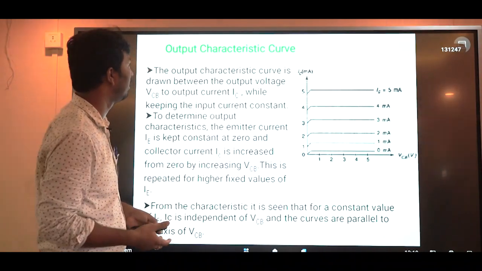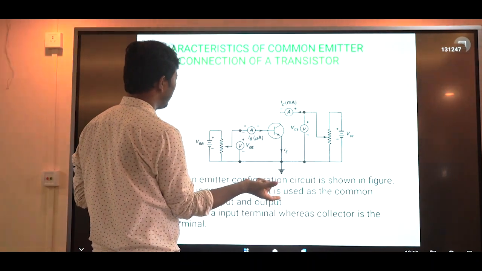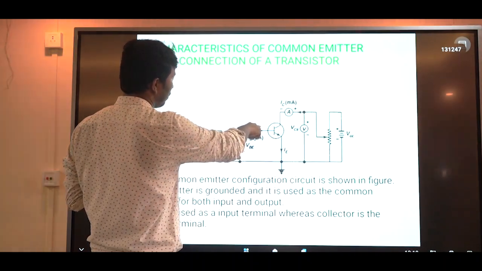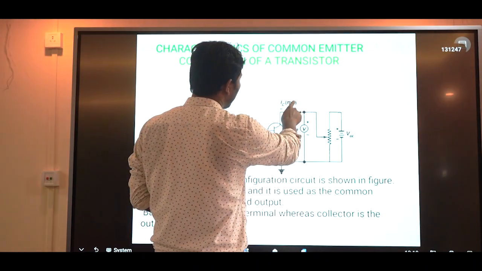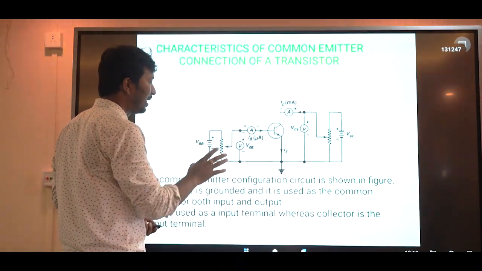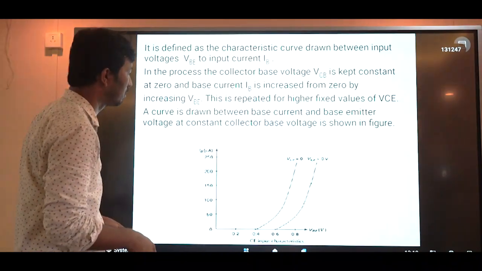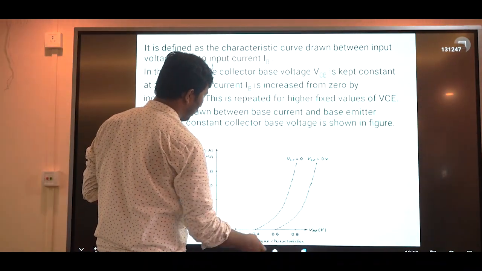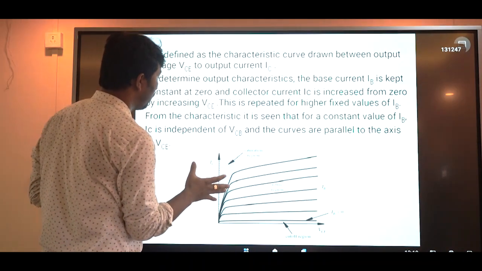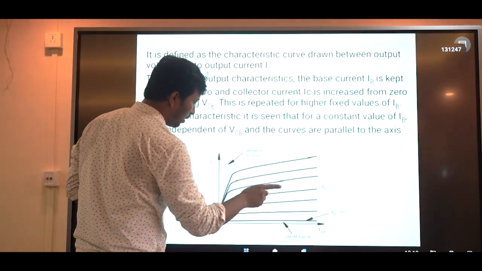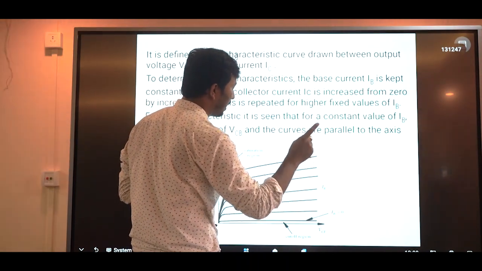Similarly, we can draw the characteristic curves for common emitter configuration also. The input characteristic curve will be between input current IB and input voltage VBE, and the output characteristic curve will be between output current IC and output voltage VCE. As it is common emitter configuration, the input current will be IB and the emitter will be common. Here also, with an increase in input voltage, the input current increases like this, and the output current is almost independent of VCE. If we want to increase the value of output current, we will have to increase the value of input current.